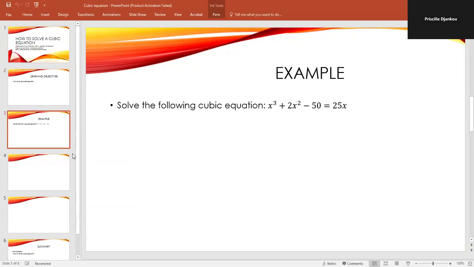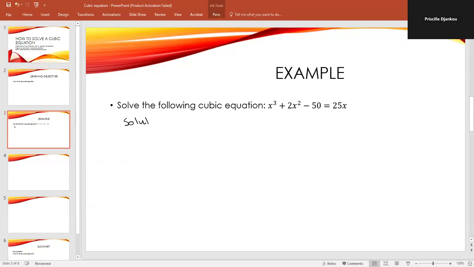According to our topic, our learning objective is to enable you to know how to solve a cubic equation. To achieve this goal, we are going to solve the following cubic equation: x cubed plus 2x squared minus 50 equals 25x.